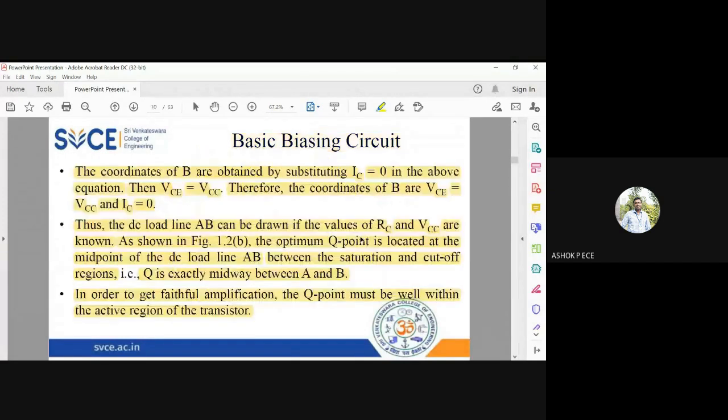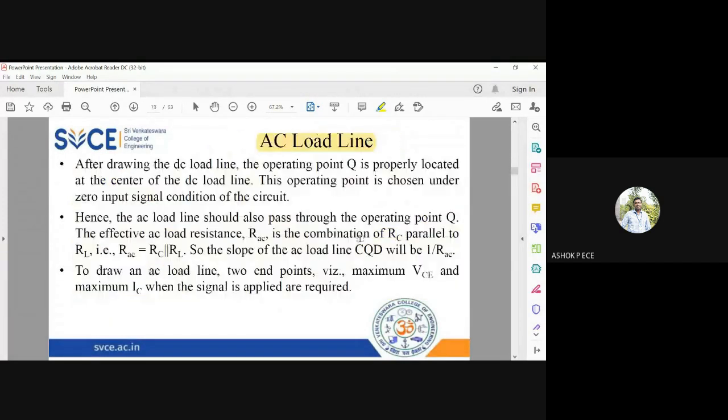Okay. So for the AC load line, after drawing the DC load line, definitely you have to fix your Q point and you have to draw the AC load line also. Only when you draw the AC load line will you get a clear understanding of whether your transistor is fit to be working as an amplifier or not. So for drawing the AC load line, first you have to find the output resistance, the effective resistance in the output side.